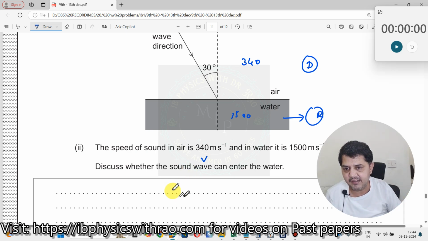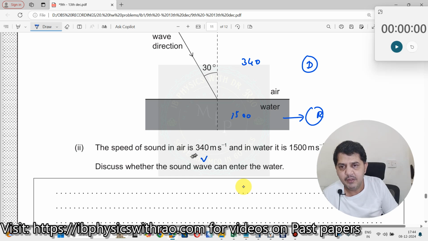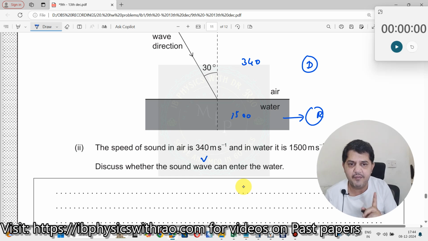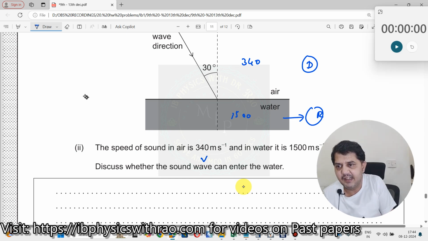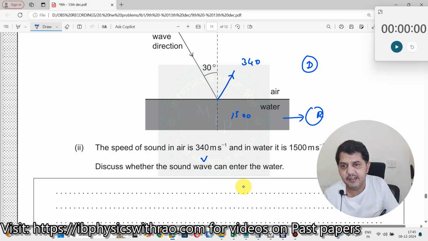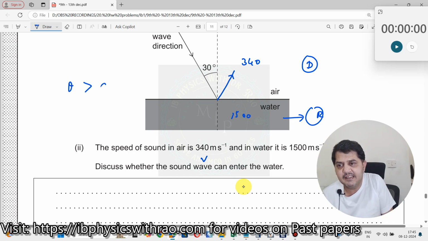Now discuss whether the sound wave can enter the water. Why shouldn't it enter the water? Let us understand that. Now this ray is going from a denser to a rarer medium. Whenever the ray goes from denser to rarer, we have one problem. That is nothing but the ray can get internally reflected like this. When can it get internally reflected? If the angle of incidence theta is larger than the critical angle.